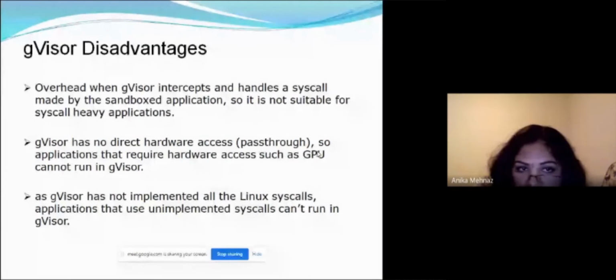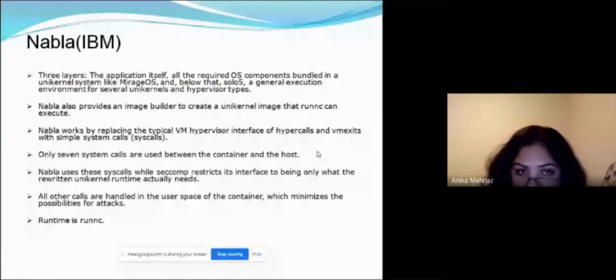Okay, so the next one is Nabla. Nabla was introduced by IBM. There are three main layers. The first layer is the application itself, and then all the required operating system components bundled in a unikernel system, like Mirage operating system, and below that is Solo5, a general execution environment for several unikernels and hypervisor types.